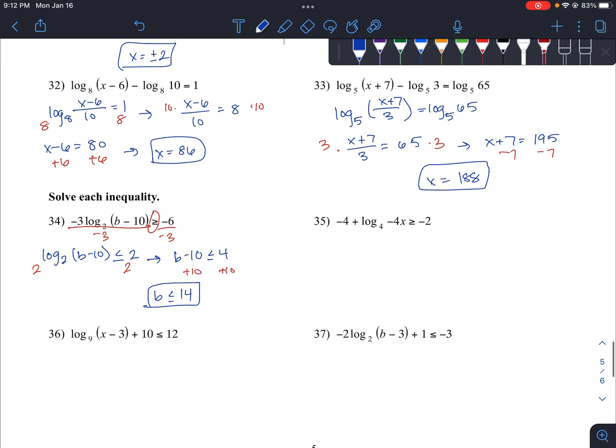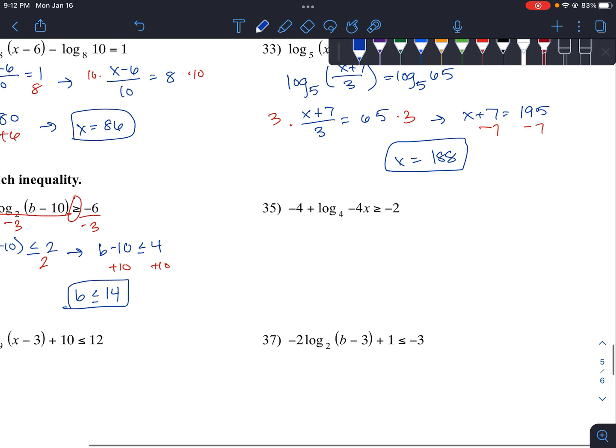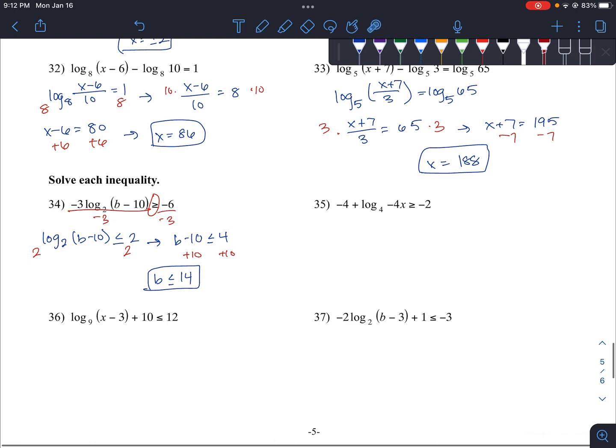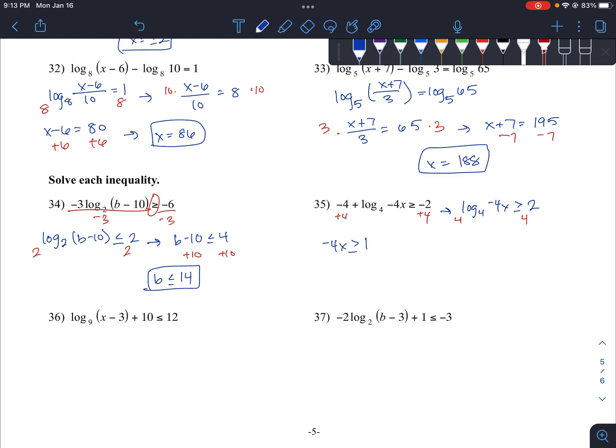Okay, let's try 35. So for 35, first thing that I'm going to do is isolate the logarithm. So I'm going to add 4 and add 4. So I'll have a logarithm base 4 of negative 4x is greater than or equal to positive 2. Exponentiate both sides with a base of 4. So I have negative 4x is greater than or equal to 16.